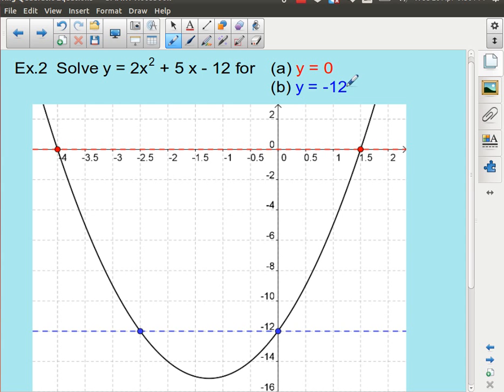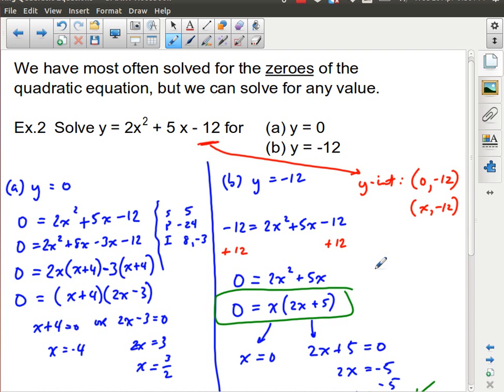When we did this other one, y equals negative 12, we were imagining a line at y equals negative 12, and we were asking the question, where does this parabola cross the line y equals negative 12? And specifically, it's asking for what x values. Remember, we solved for different x values. So what did we end up solving for?